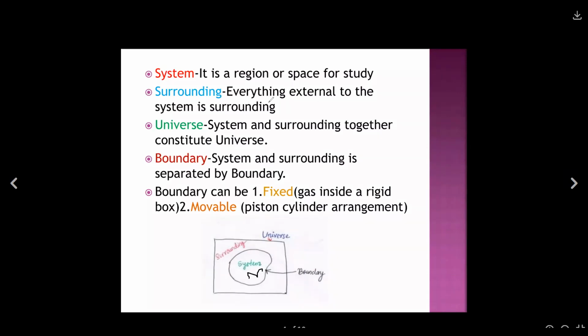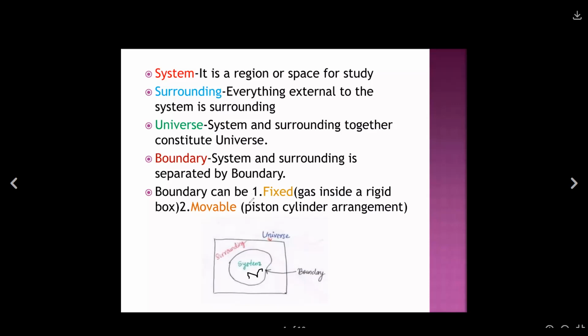The surrounding is everything external to the system. So anything outside the system is a surrounding. And then we have what you call the universe. A system and the surrounding together constitute a universe. Let's assume you are in a classroom and a lecture is taking place. The classroom is considered as the system, and whatever is outside that class is considered as the surrounding. So this system plus the surrounding is what constitutes the universe.